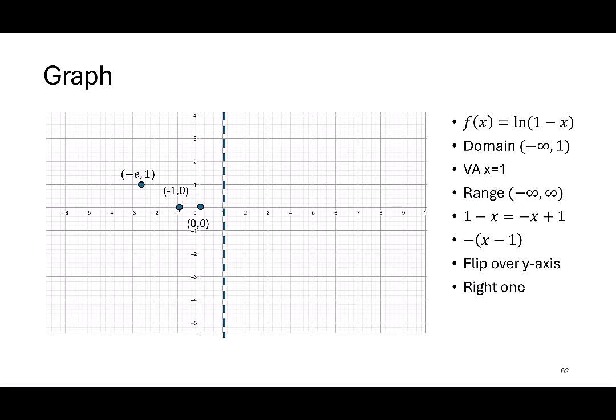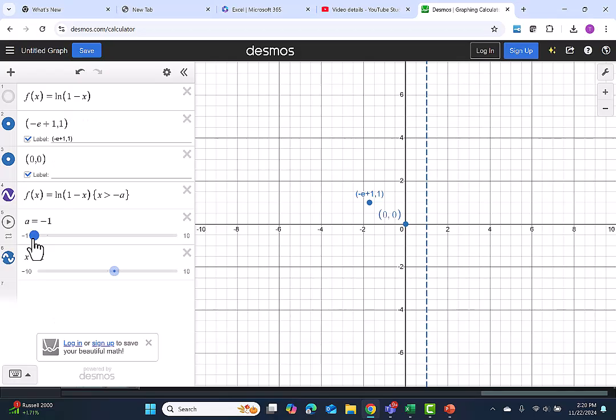(-1, 0) will move to the point (0, 0). (-e, 1) will move to the point (-e plus 1, 1). You could put that value in your calculator if you want to see exactly what it's equal to. Now we're ready to connect the points. Remember, you're going to come along the vertical asymptote and head toward the point (0, 0). From there, you connect to the point (-e plus 1, 1), and then continue the curve around.